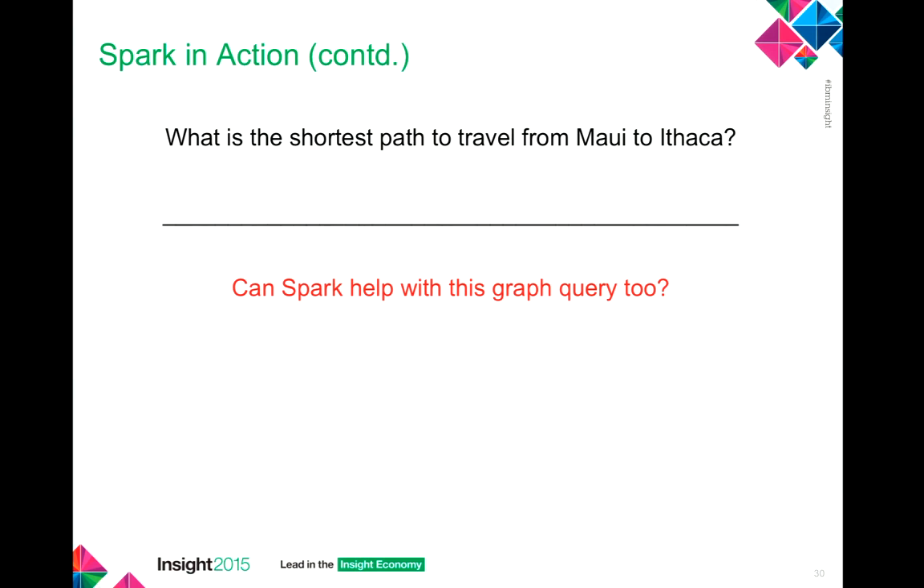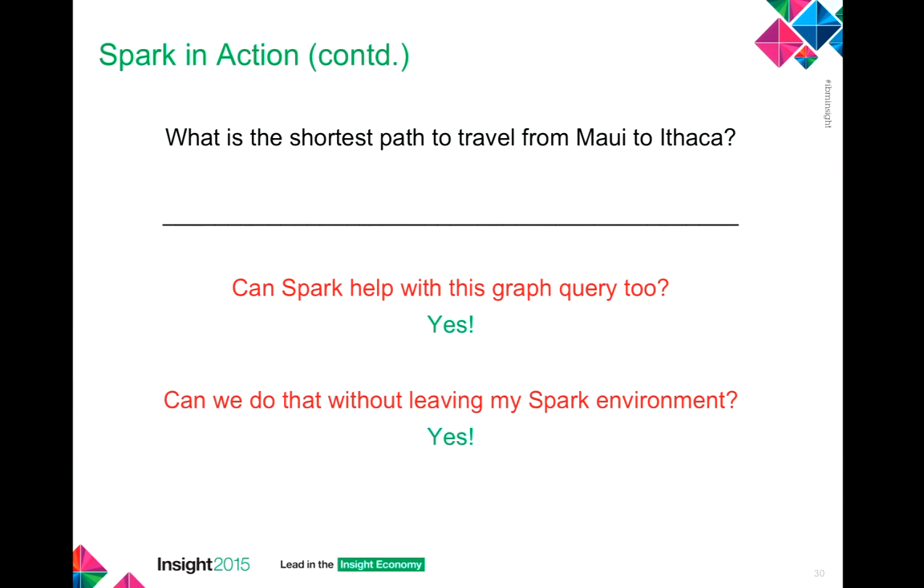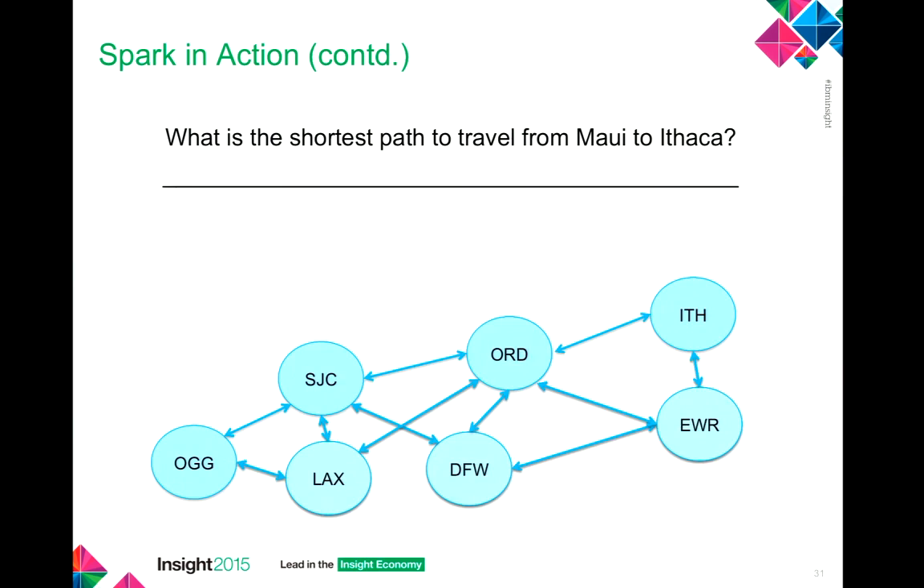So now, can Spark help with this graph query? And the answer is, you get the drift now. It can, right? And once again, can I just do this seamlessly within the same environment? And the answer again is yes. And I'm not going to show you code for this one. Instead, I'll show you a pretty picture.